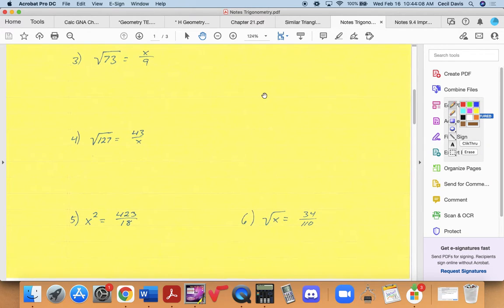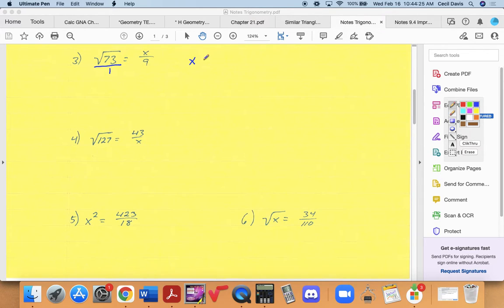All right. What about a problem like this with a square root in it? No need to freak out. It works out pretty nicely. We'll again put this over 1 and then cross multiply. 1 times x is just going to be x. And 9 times the square root of 73 is 9 square roots of 73. That, by the way, is the exact answer. This is the exact, perfect, nothing wrong with it, correct to every decimal place answer.